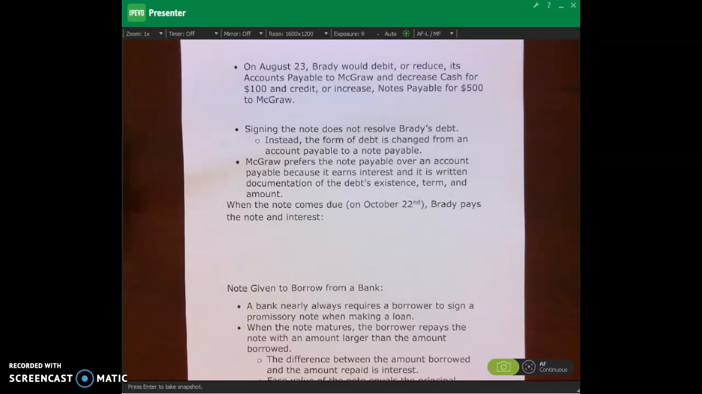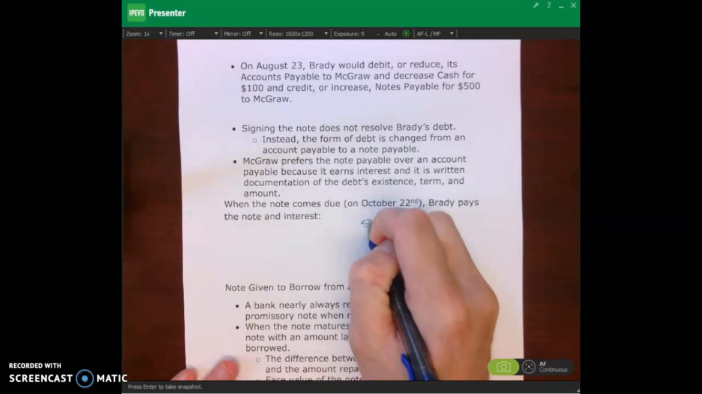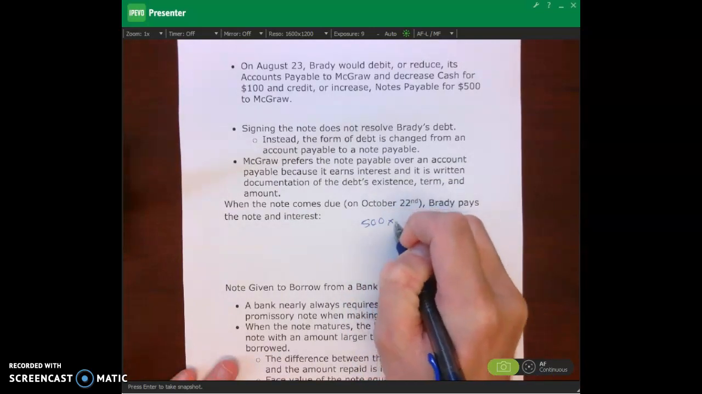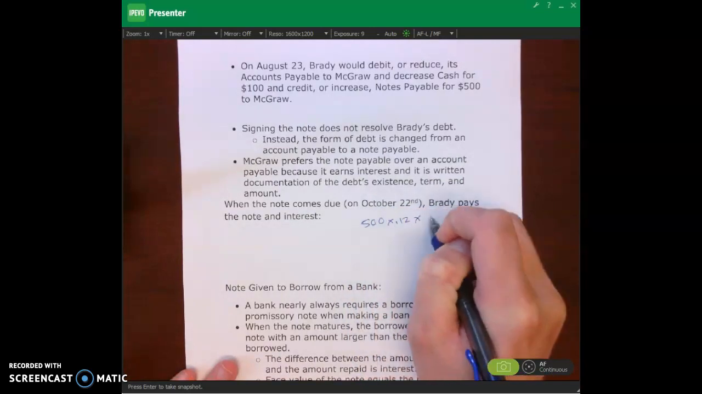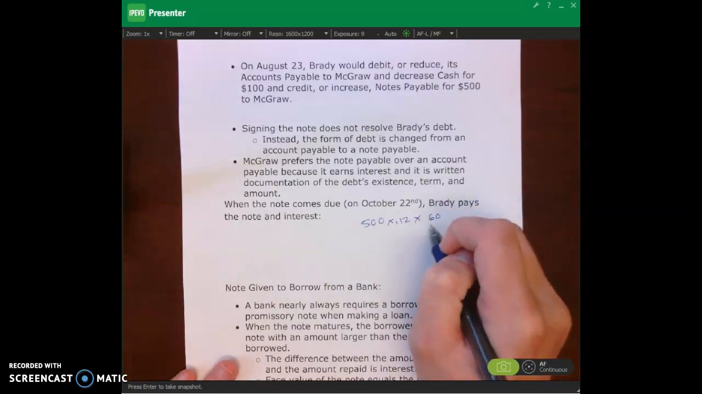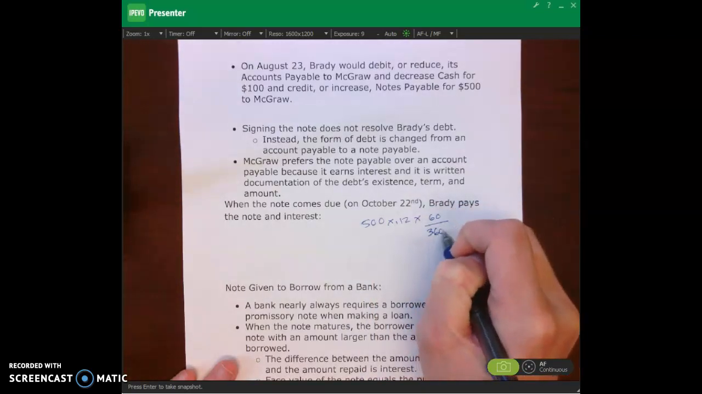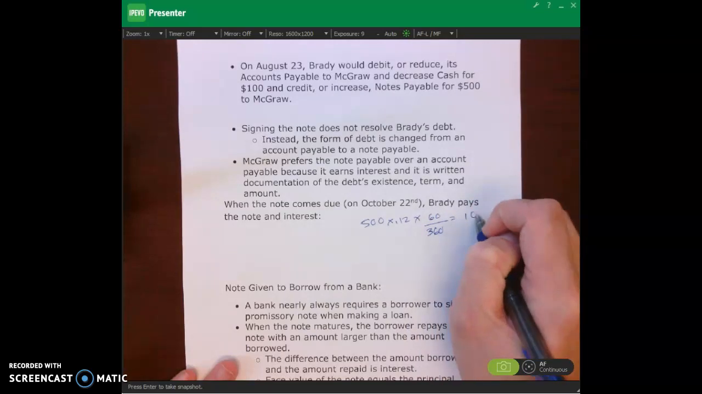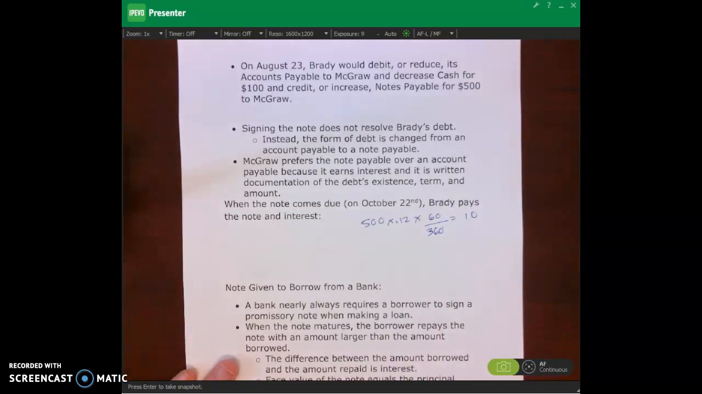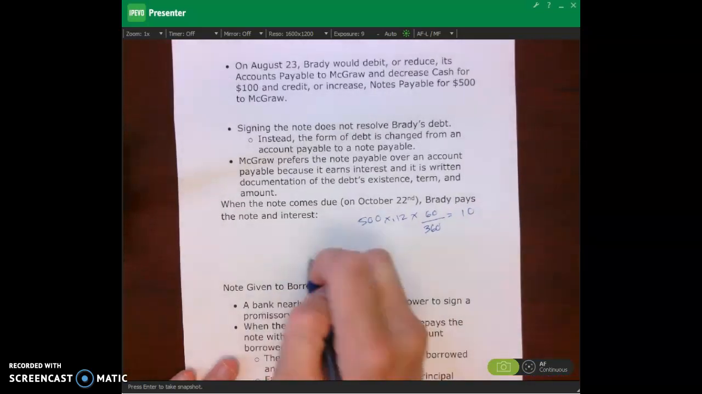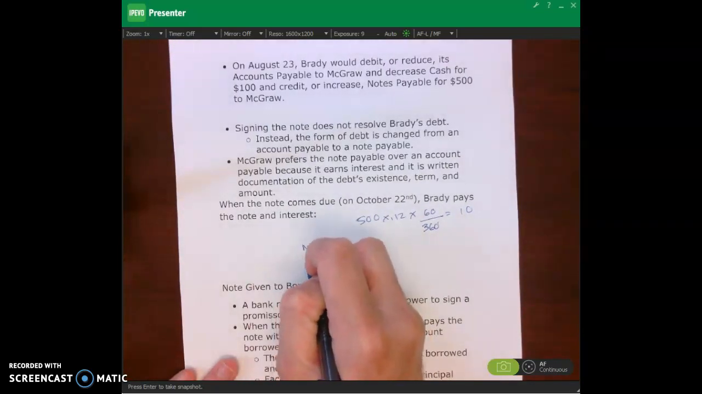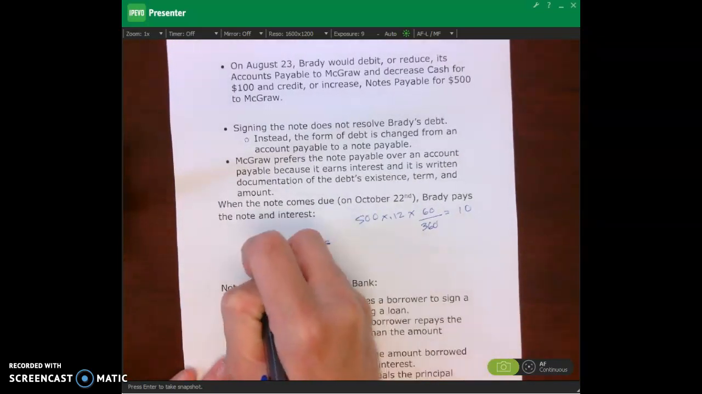So, first thing is we have to figure out how much interest do we have to pay, right? Well, remember that's going to be equal to our principal, which is $500, and our interest rate was 12%, times the fraction of the year, which is 60 days. And remember, we use a 360-day year, which equals $10. Okay? That's $10 interest.